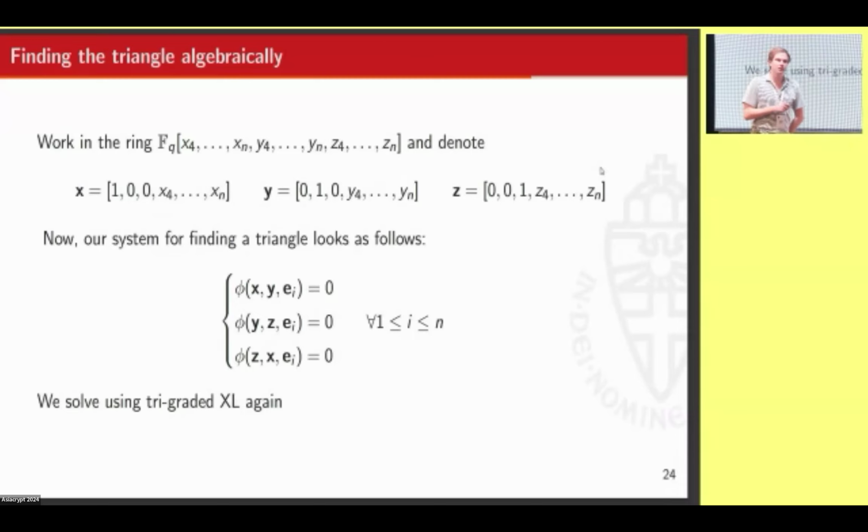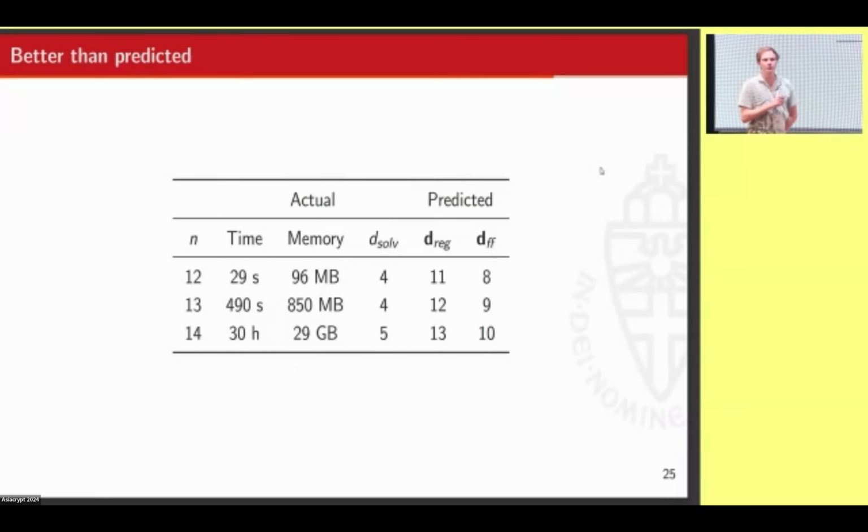And something interesting happened here, because when we did these experiments, we didn't have a tri-graded XL algorithm at hand that we could use for experiments. So instead, we just used Magma's Gröbner basis. But if we look at the prediction for the solving degree that we found, and also that we used for the complexity analysis, then we saw that the actual solving degree was way lower than we expected. So this basically indicates that our new attack is even faster than the prediction suggests. We were not able to completely figure out why this is so much lower.